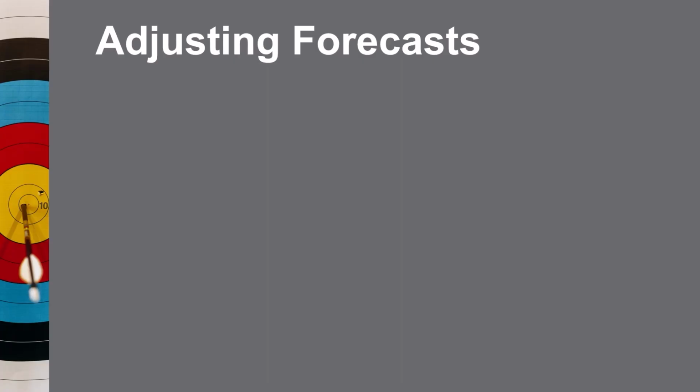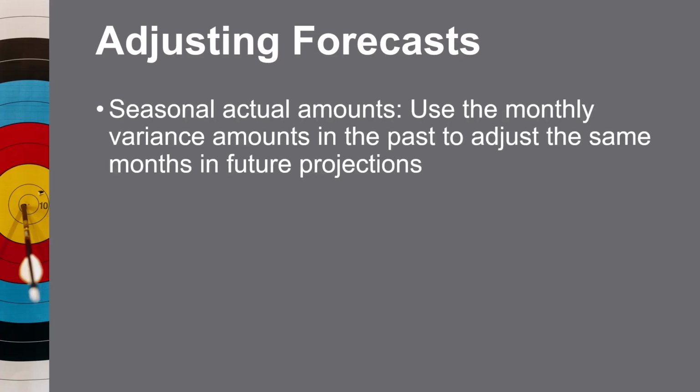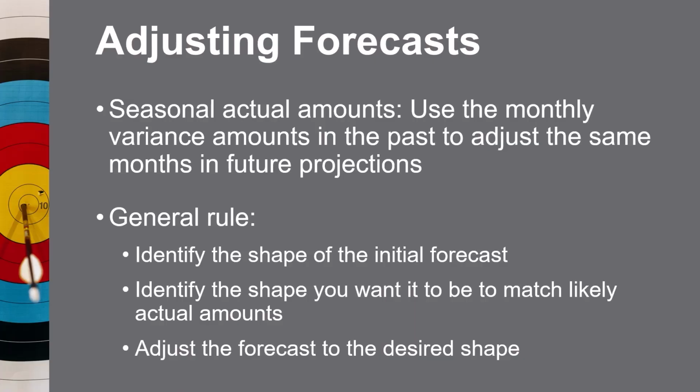These are two ways to adjust bias in forecasts you receive or that you detect in your own forecasts. If you have seasonal actual amounts, you could use the monthly variance amounts in the past to adjust the same months in future projections. The general rule is to identify the shape of the initial forecast, the shape you want it to be to match likely actual amounts, and adjust the forecast to the desired shape. You might use a simple mean percentage adjustment like I did with WAPE to shift by one dimension. You may need to use a line equation to shift across two dimensions.